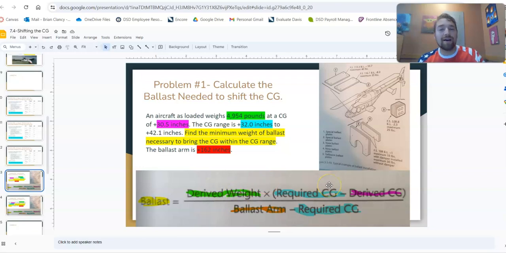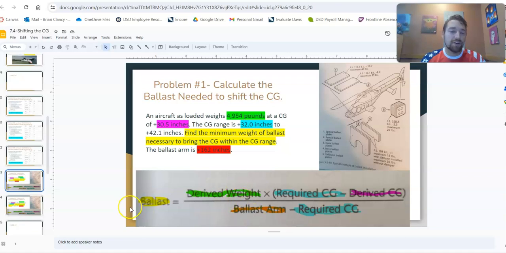So on the top, I have 4954, which I'm going to do here on my calculator on my phone. That's 4,954 times 1.5. That's going to give me 7,431 on the top. Now on the bottom we have a ballast arm of 162, and we're going to subtract 32 from that, and 162 minus 32 is going to give me 130 on the bottom. So we have 7,431 on the top, we have 130 on the bottom.